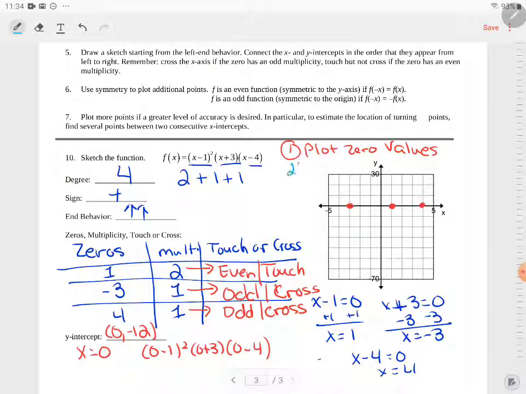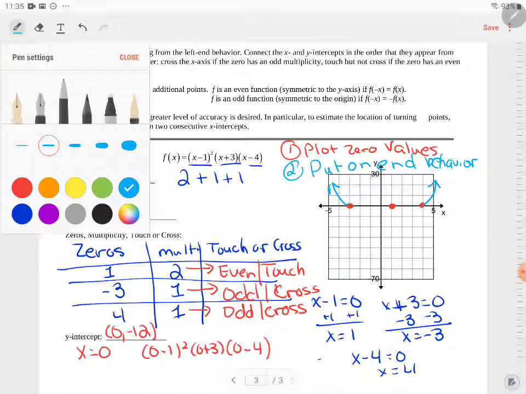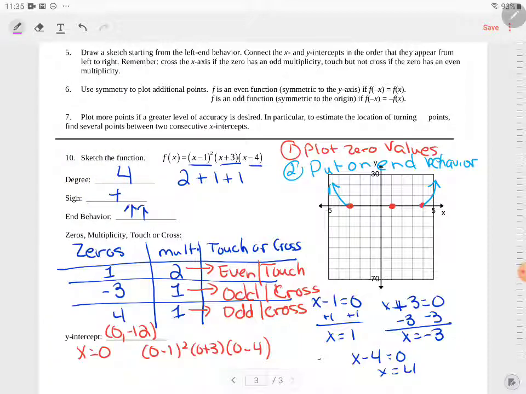Okay, number 2, let's put on the end behavior. Okay, so I'm going to look at, so it's up, up. Now give me a little bit of attitude. We have a little curve there. So I know that it's going to look like that. I don't know what's going on in the middle, but I know that. Then number 3, we're going to do our cross and touch.